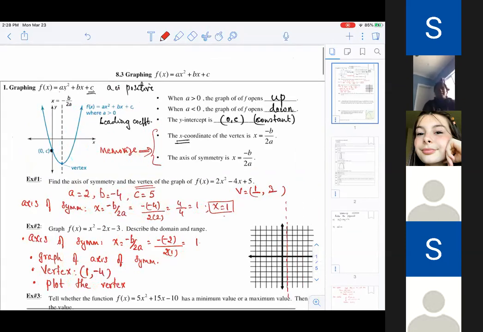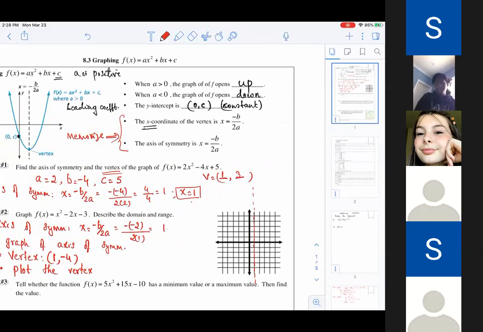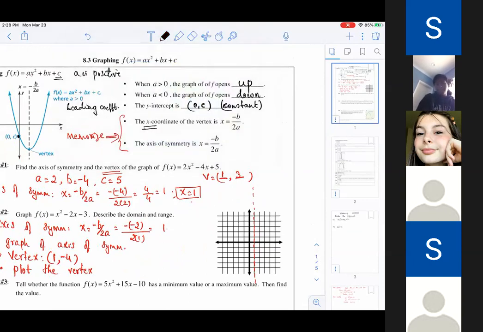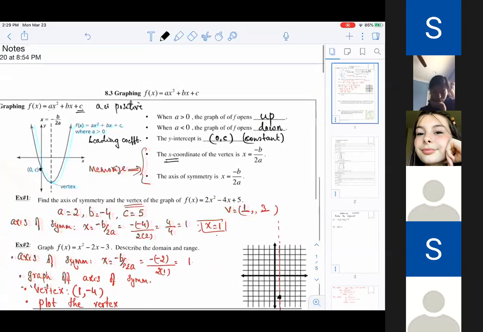Plot the vertex. So let's go here. It's 1 comma negative 4. 1, 2, 3, 4. That's my vertex. Okay. Now, if you can somehow find 2 more points, that's good enough for this lesson. And then we can easily find 1 more point.